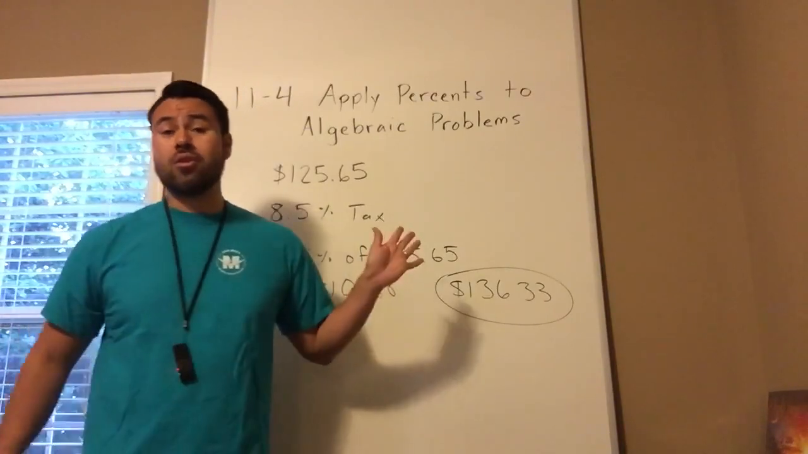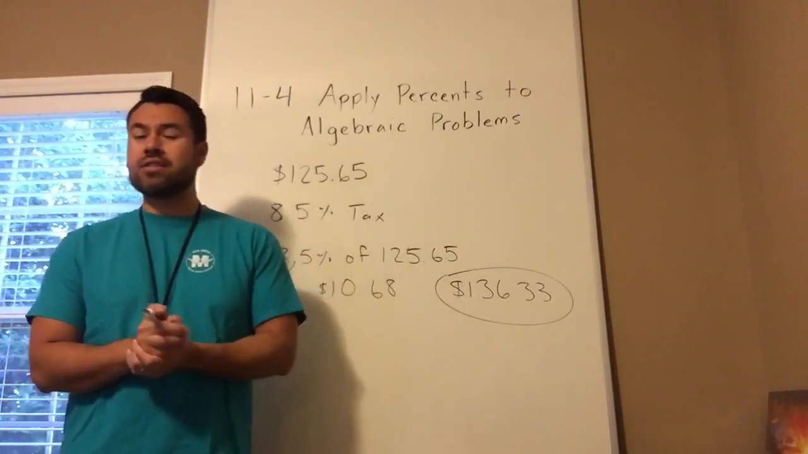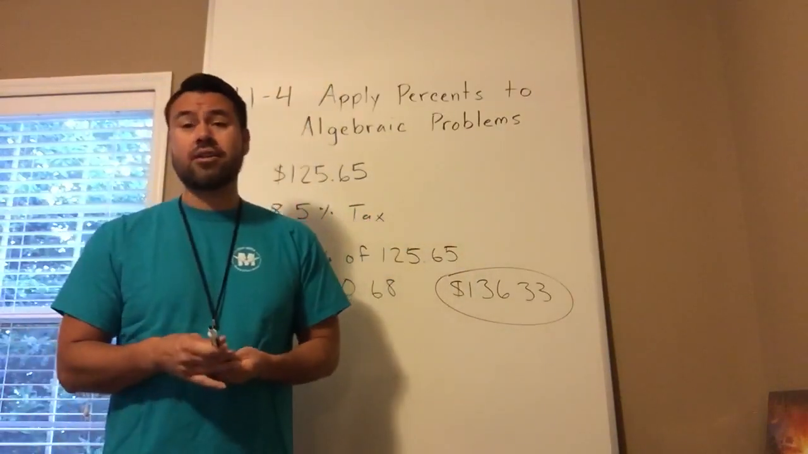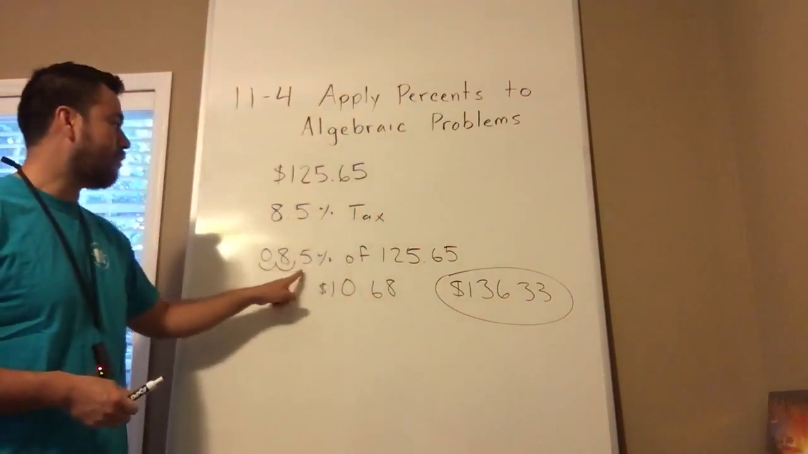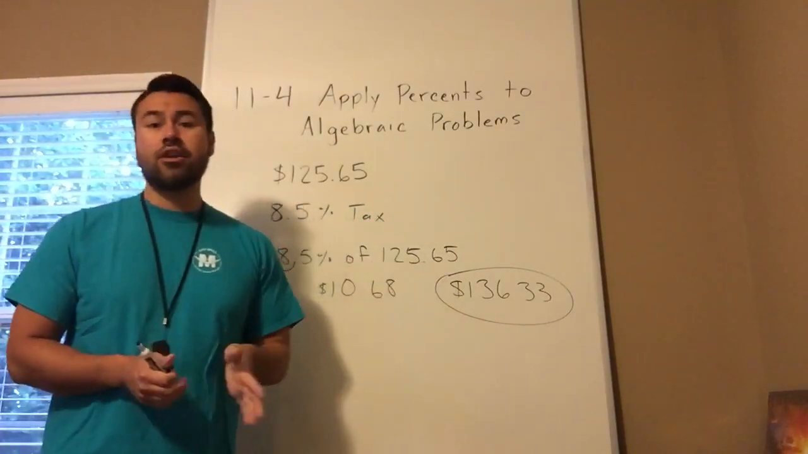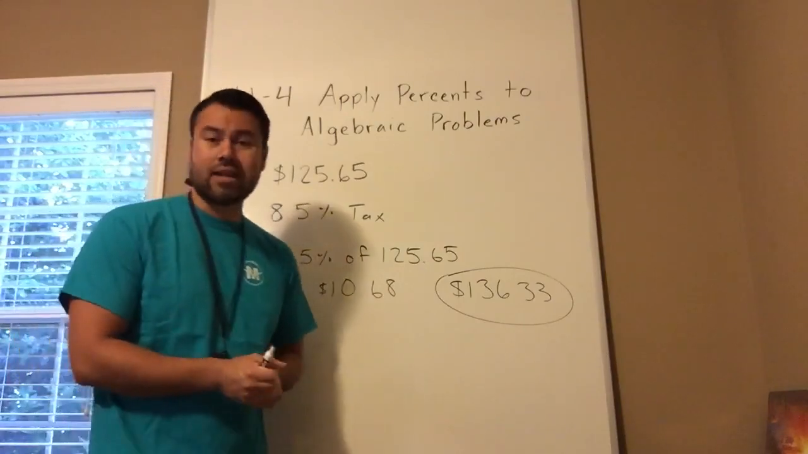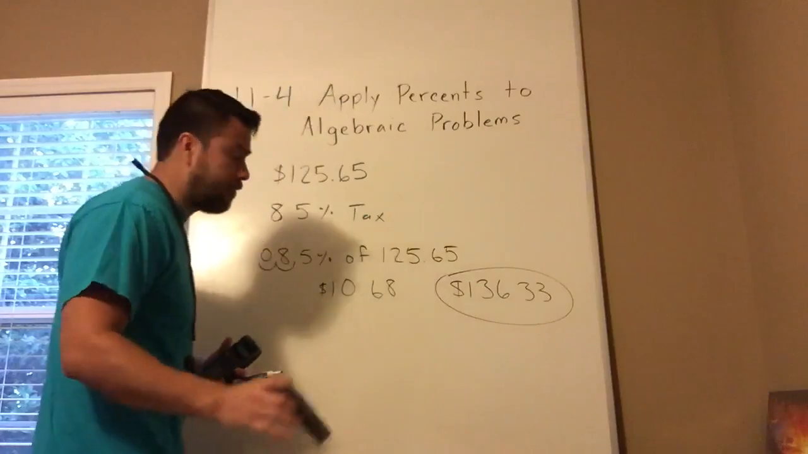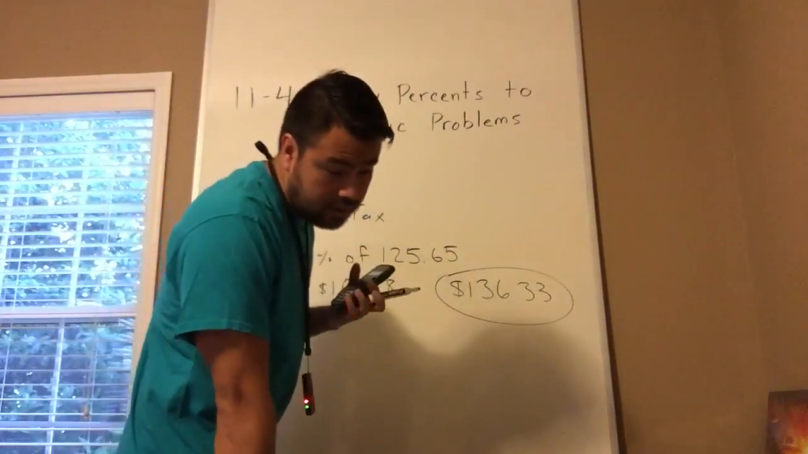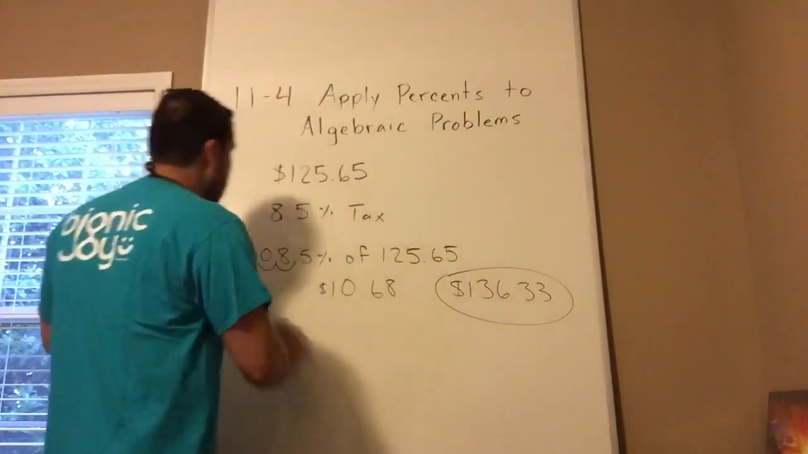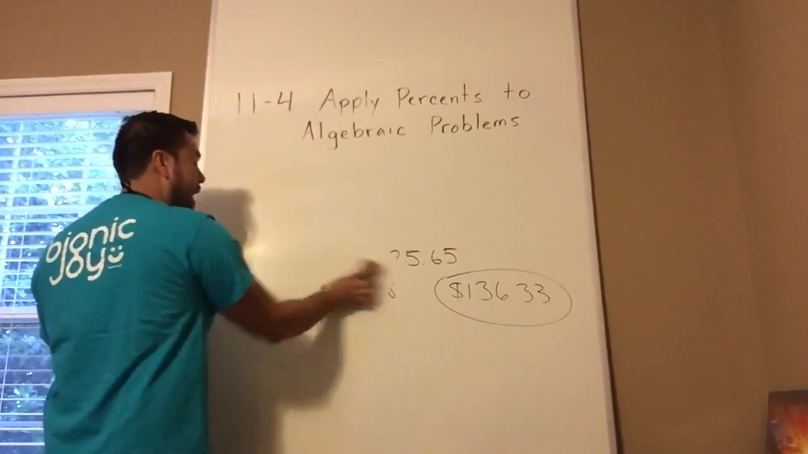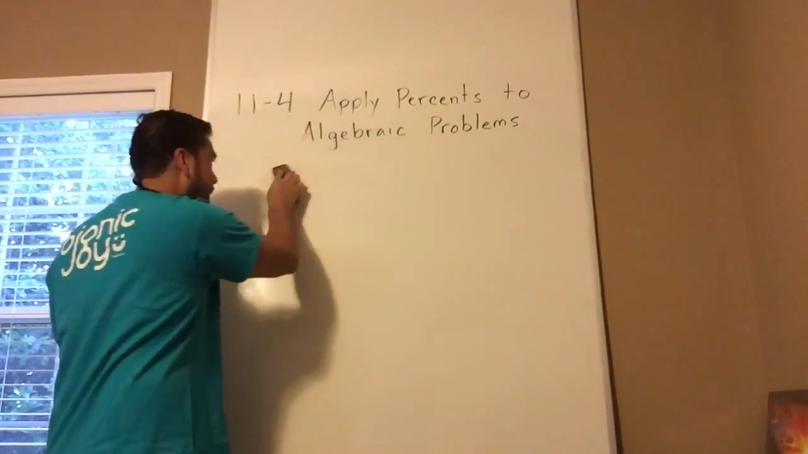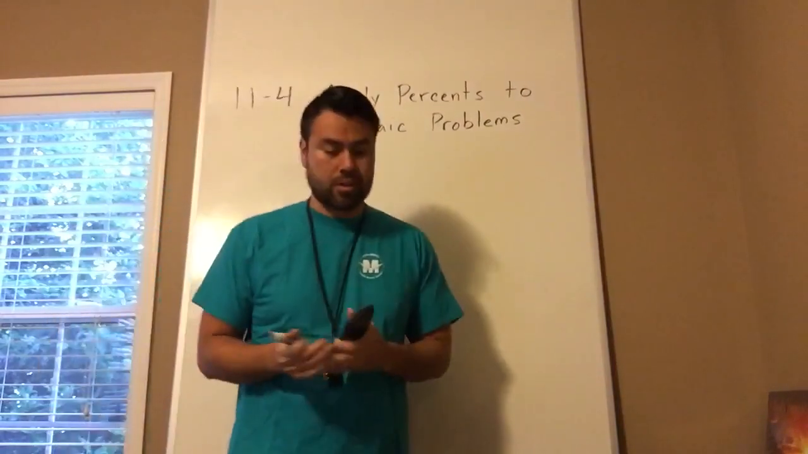So very practical lesson, because we're going to deal with taxes the rest of our lives. And so we need to know how to work those problems out, even with the calculator. Because if you just put 8.5 times 125.65, you would have gotten a very big number and it would not have been correct. Okay, so that was number 3, how to find the total cost. Sometimes you're adding a tax, sometimes you're subtracting a tax, and sometimes you're just trying to find that percent. So that's why this lesson is called applying percents.